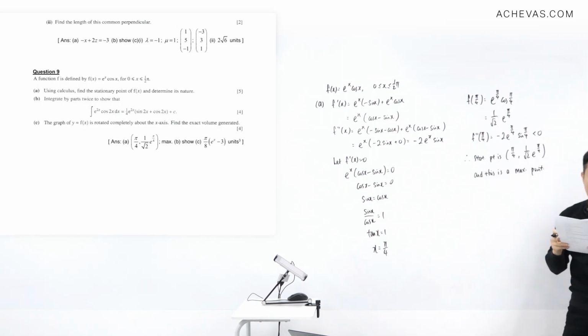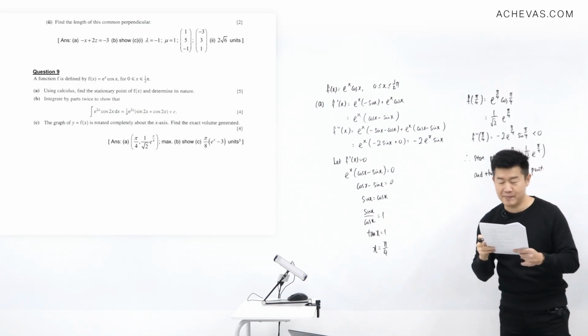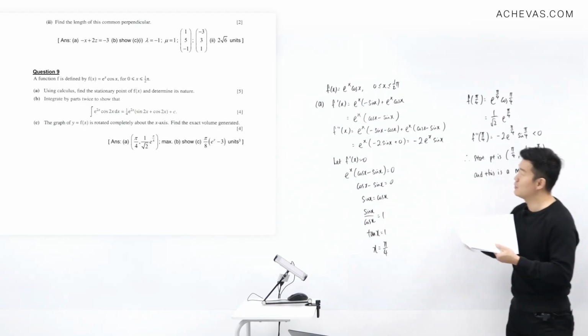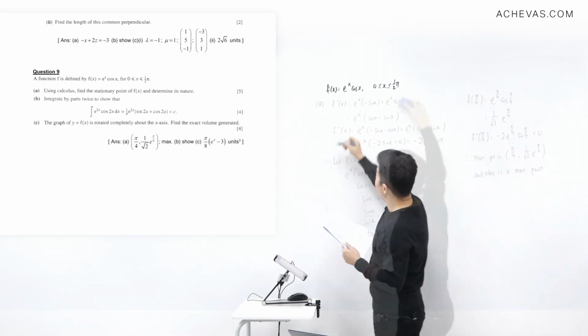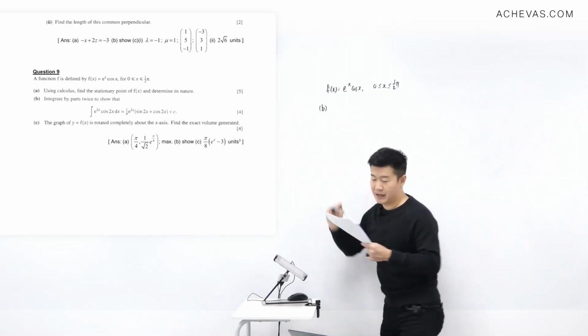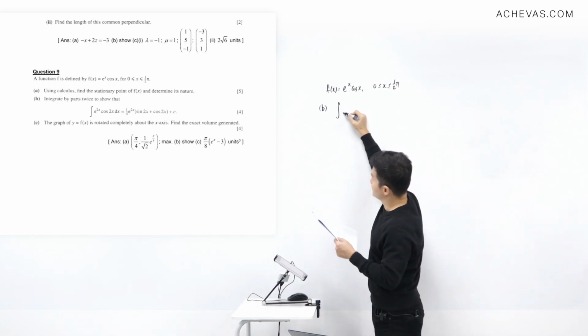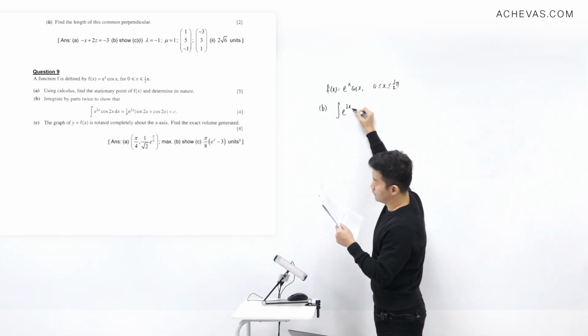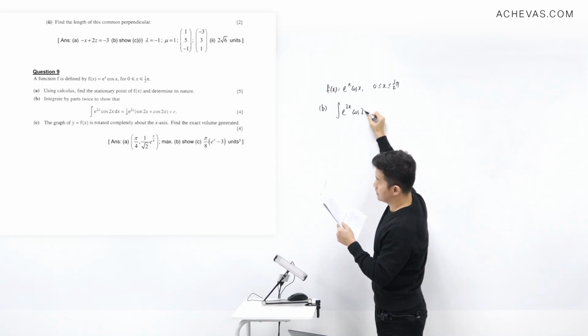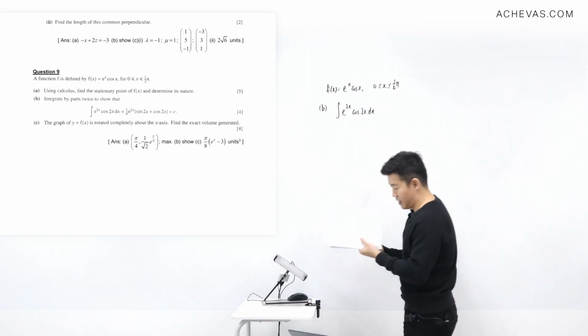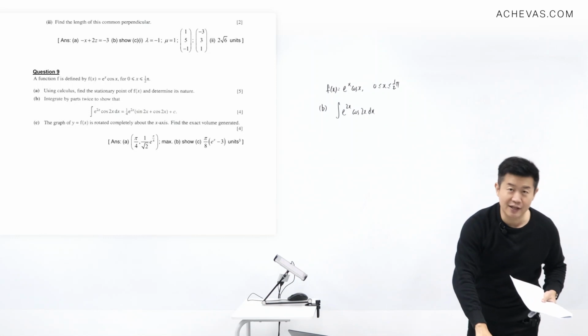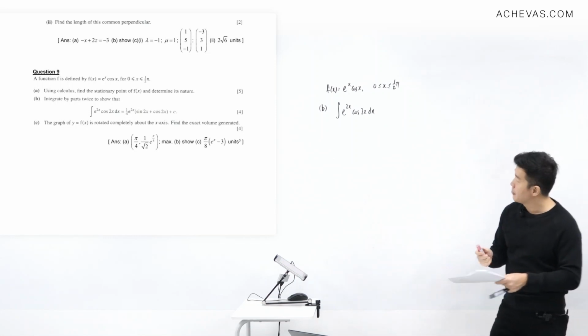Okay, this is A. Let's take a look at B. I will need some space for B, so let me erase this. For B, we are supposed to apply integration by parts, and we have this integrating e to the power of 2x cosine 2x dx. And we're going to make use of LIATE according to what we have learned in our syllabus.